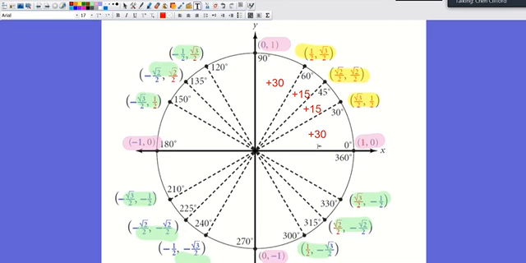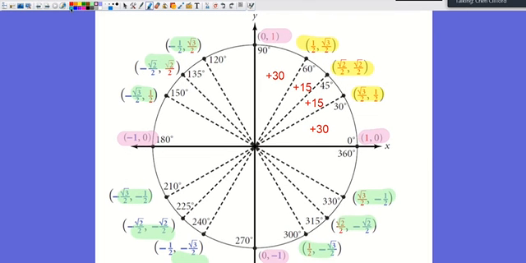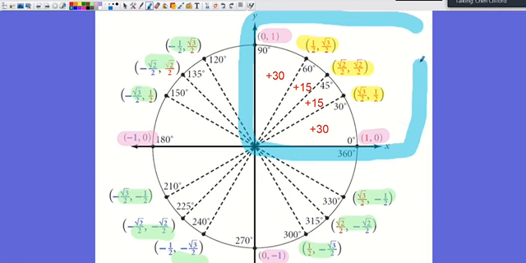Now, here's the deal. What I really want to hit home is that if you know how to build the first quadrant from scratch, then you should know how to get everything else, because it's just basically a reflection thing. For the coordinates, you just keep on reflecting stuff, changing certain things to negative. And for the degrees, the pattern is 30, 15, 15, 30.